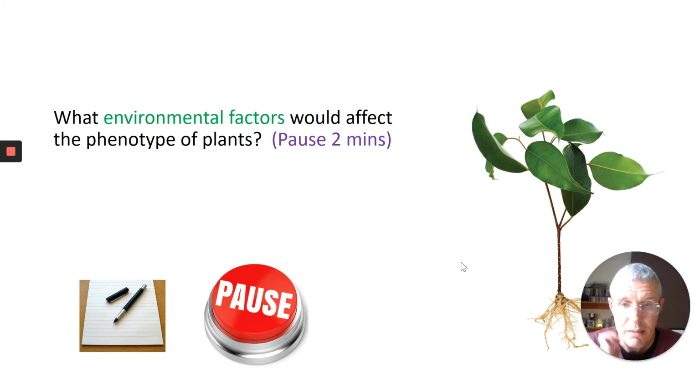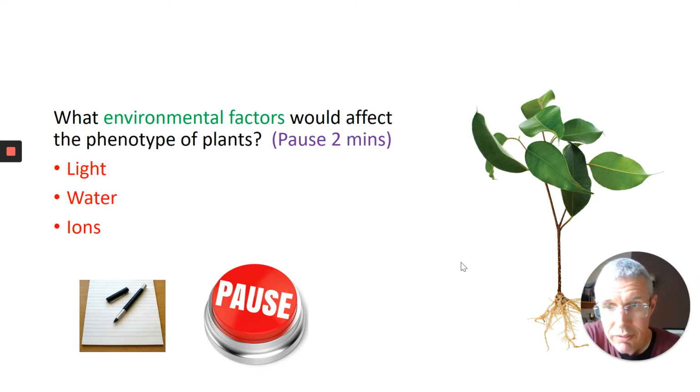Okay, hopefully you've had a good think about the things that can affect plant phenotypes. Hopefully you came up with things like light, water, ions. So more light, more photosynthesis, more growth. If you cover up a plant, it'll die, or will certainly not grow very well. Water, you need to water your plants at home, else they won't grow. And ions, things like metal ions, like magnesium needed for chlorophyll, nitrate ions, things like that.